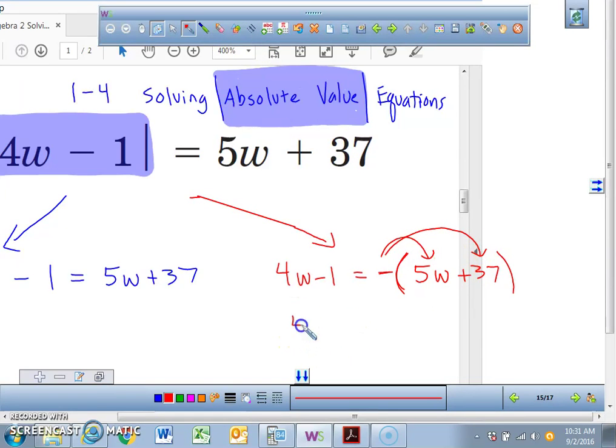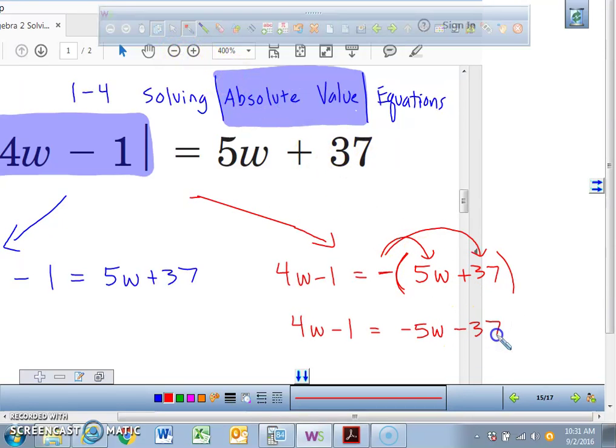Okay? So we have 4w minus 1 equals, what's the product of a negative and a 5w? Negative 5w. That's right. Thank you for saying that so enthusiastically. It's negative 5w. That's better. All right. Why is there a negative? Okay, that's a good question. Let me finish putting minus 37 here, and then we'll go back to Blue's question.